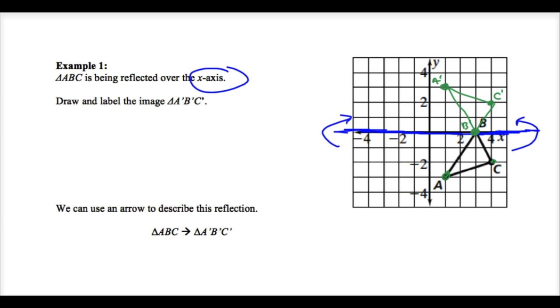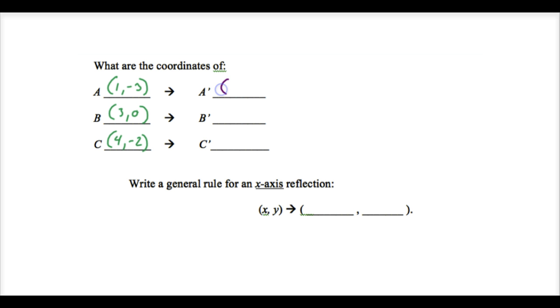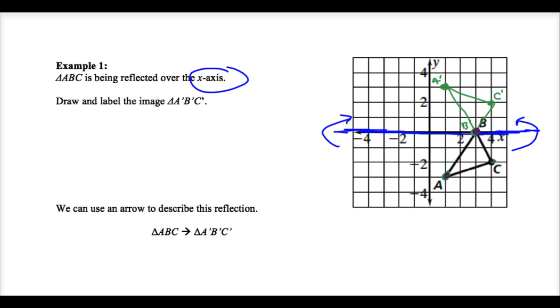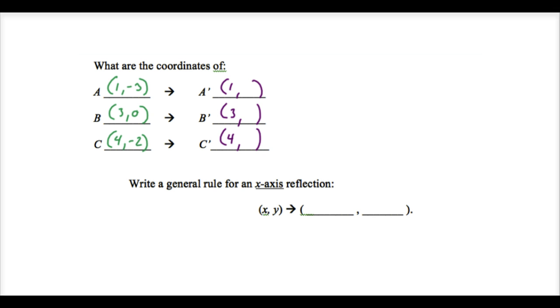Now because we flipped it over the x-axis, hopefully you guys can see the x values don't change. It doesn't go left and right. It just gets flipped upside down. So all of my x values I know are going to be the exact same. The y values, however, if we go back to that, it looks like they just flipped from being positive to negative, or negative to positive, I should say. So it's going to be 1, 3, 3, 0, and 4, 2.